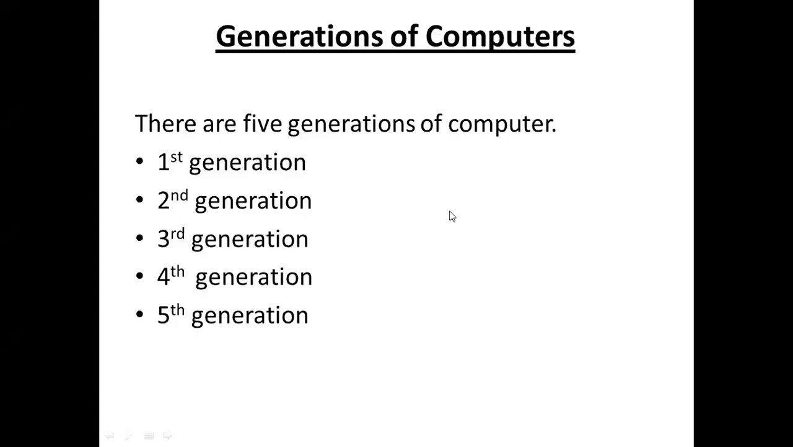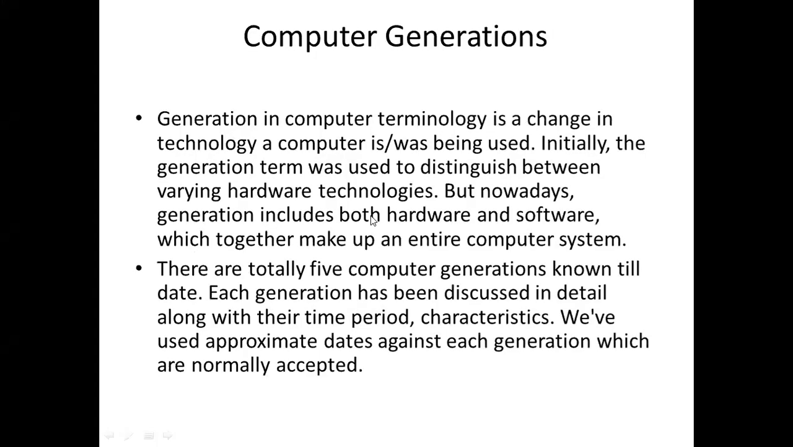Next, we have the generations of computer. The computer generation is divided into types: first generation, second generation, third generation, fourth generation, and fifth generation. Now see, it means computer invention is divided into 5 generations.